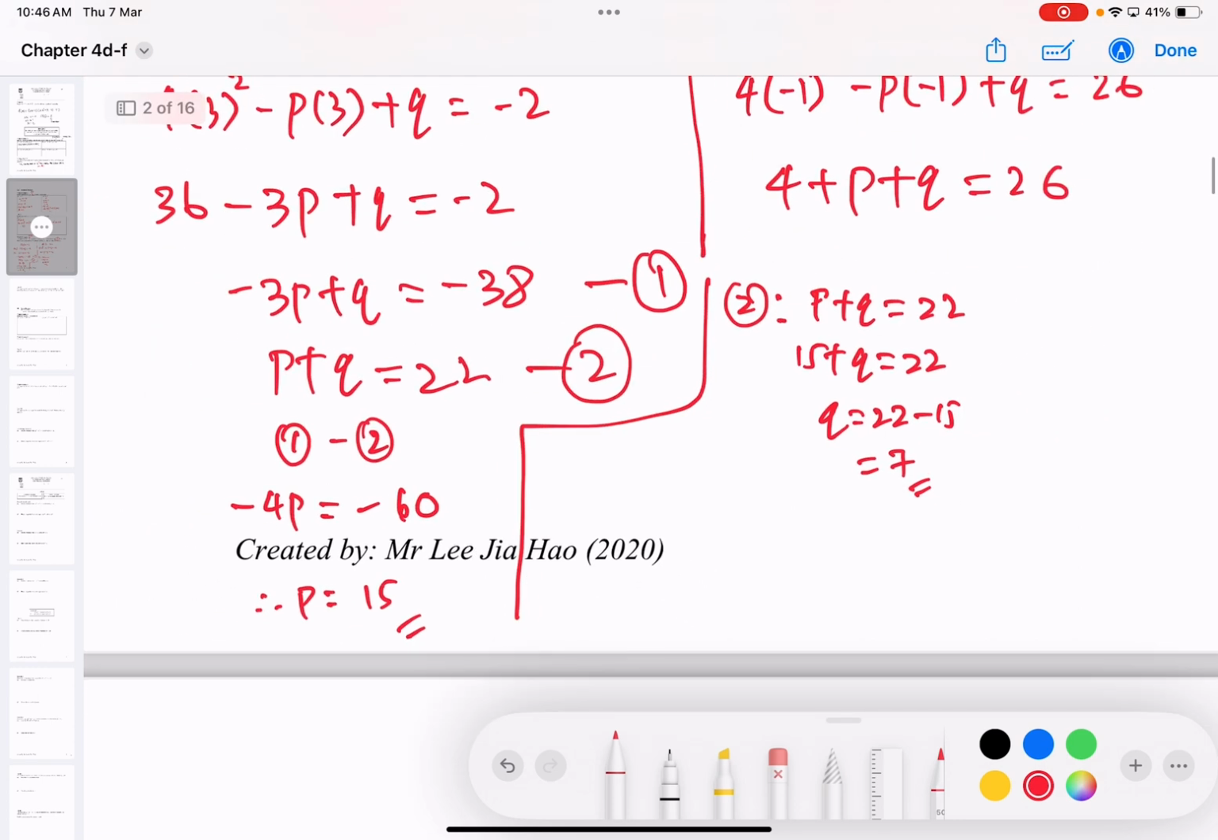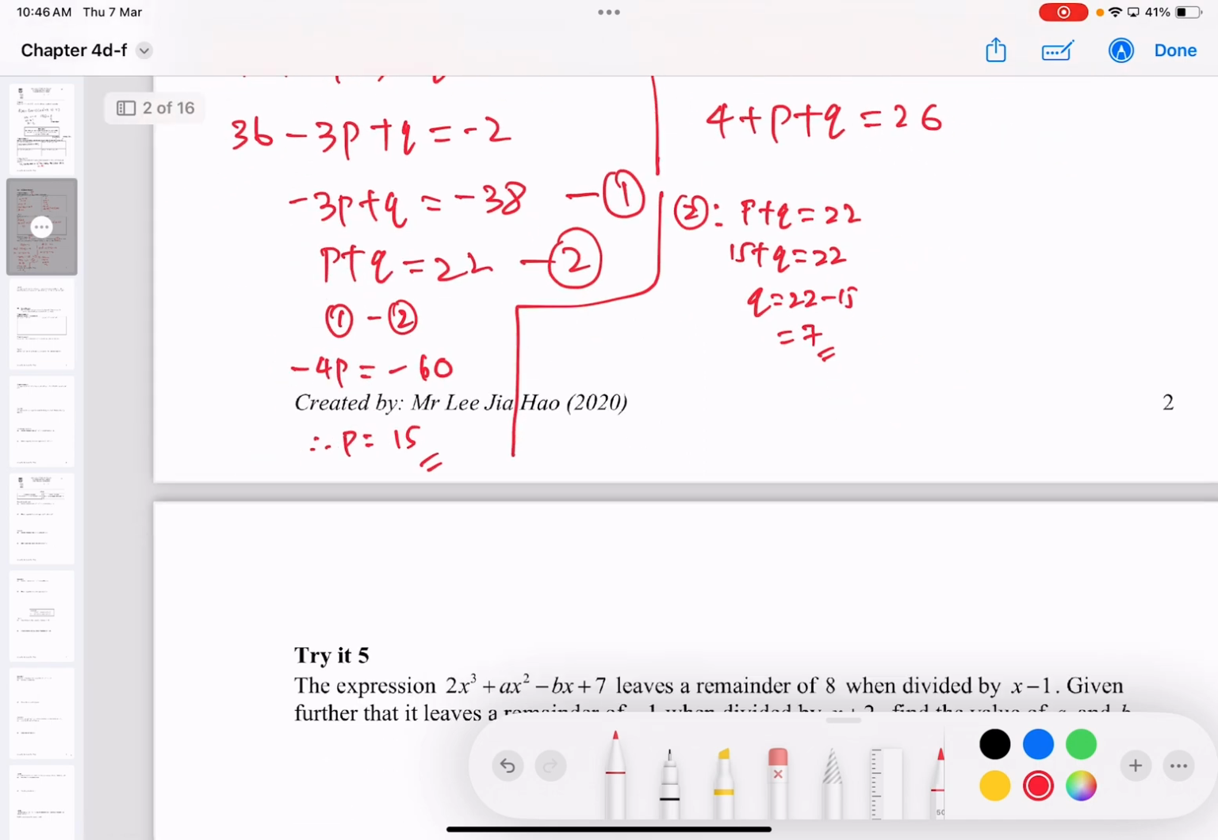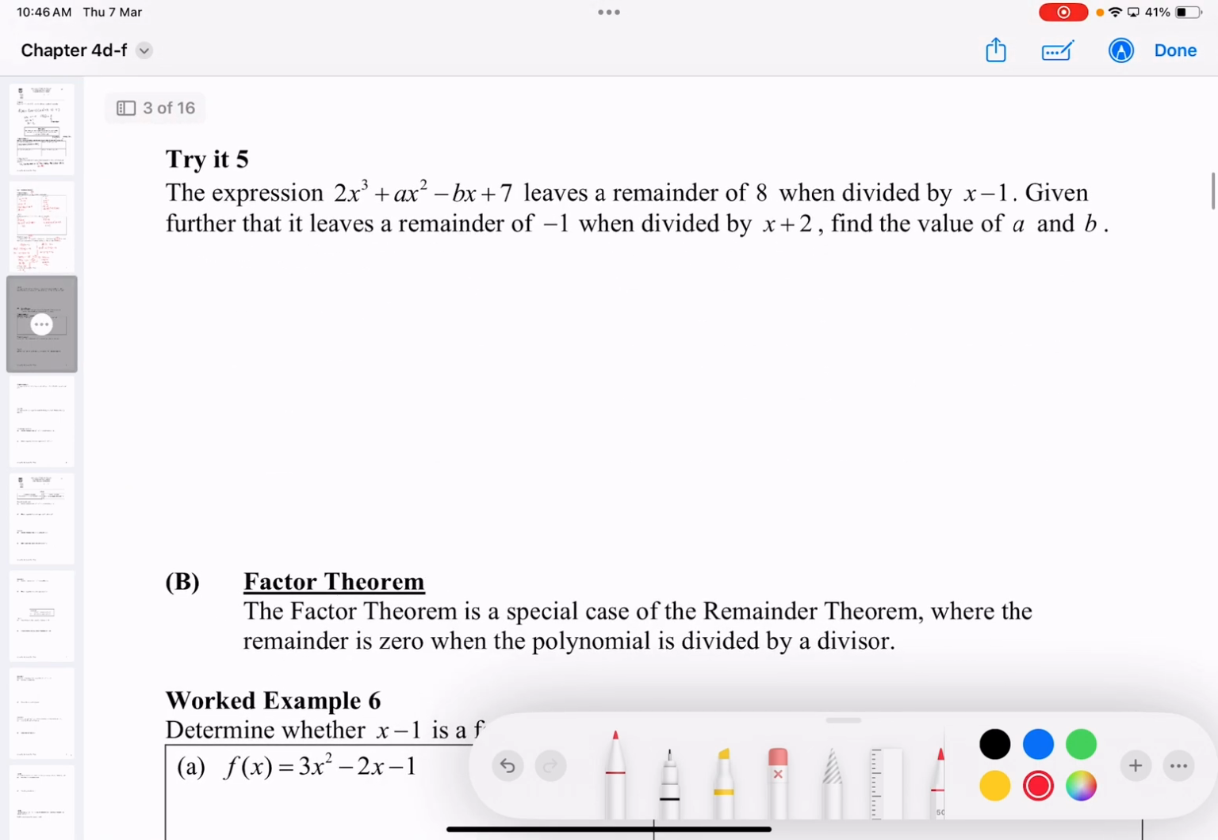Alright? Okay, so this is how you actually do simultaneous equations. I can tell you very honestly, this whole chapter is all about that. Okay, can you quickly go and try this, try 5? It's the exact same thing. Can I give you guys 3 minutes? Very quickly, can you please quickly do it?